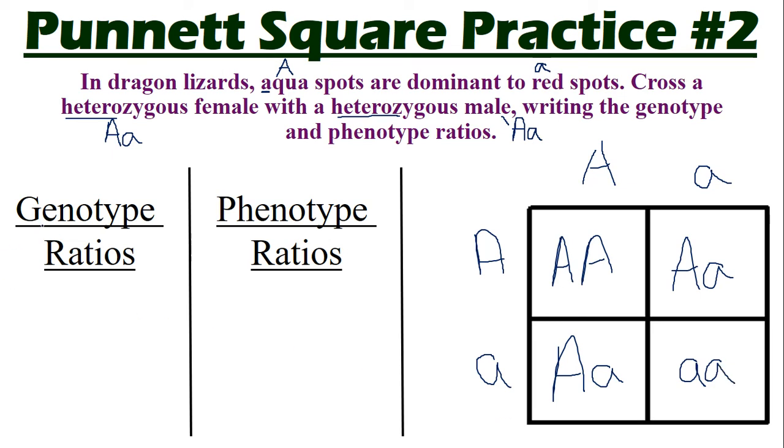First thing we do is our genotype ratios. First genotype I see is capital A, capital A. How many boxes have capital A, capital A? 1. So that's 25%.